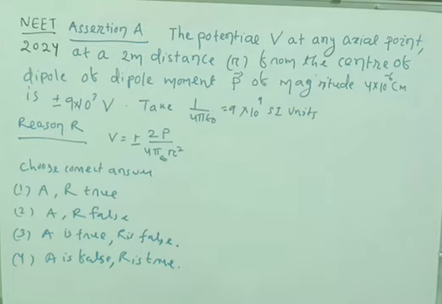Assertion A tells us that the potential V at any axial point at a 2 meter distance r from the center of dipole moment P of magnitude 4 into 10 to the power minus 6 centimeter is plus minus 9 into 10 to the power 3 volt. Take 1 by 4 pi epsilon 0 is equal to 9 into 10 to the power 9 SI units. A region R is given that V is equal to plus minus 2p by 4 pi epsilon 0 r square. Okay, let us solve this problem.